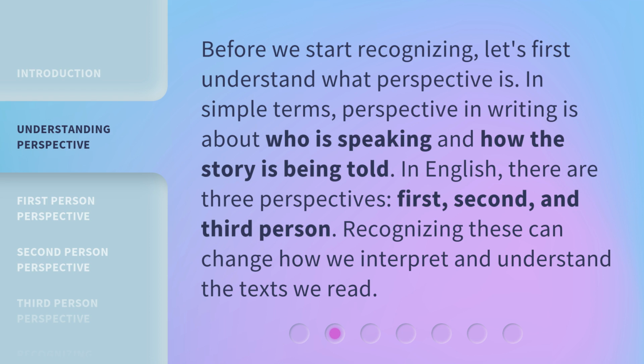Before we start recognizing, let's first understand what perspective is. In simple terms, perspective in writing is about who is speaking and how the story is being told. In English, there are three perspectives: first, second, and third person. Recognizing these can change how we interpret and understand the texts we read.